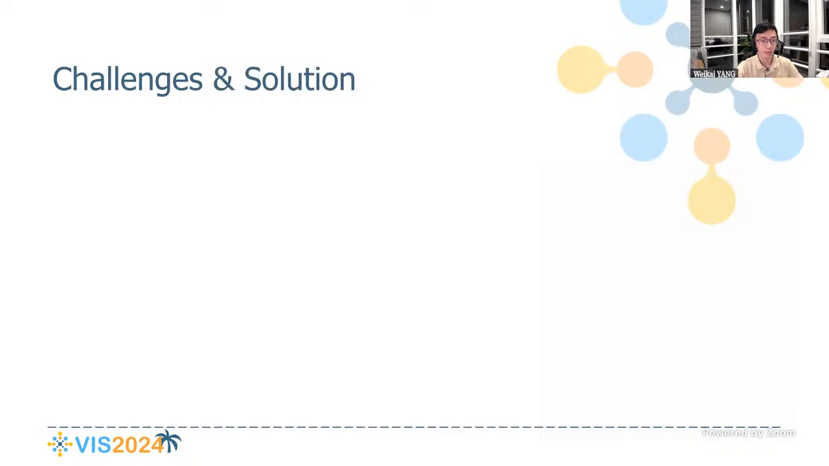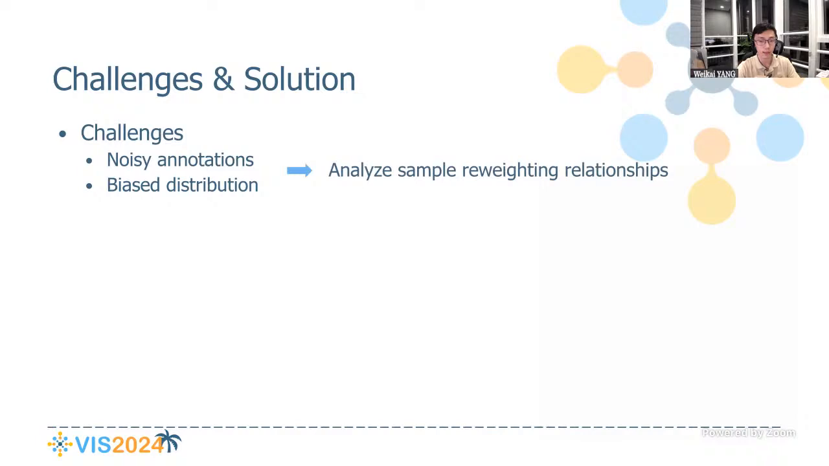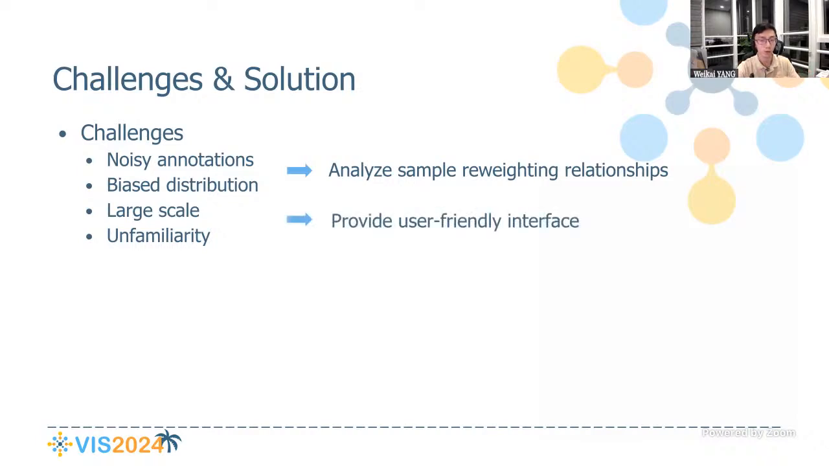And there are several challenges in improving the validation samples. First, existing methods usually construct the validation samples based on some measures like the loss or the prediction confidence, which usually results in noisy annotations and biased distribution in validation samples. And this will require experts to analyze the reweighting relationships and then correct them. In addition, the reweighting relationships are usually of large scale and users are not familiar with them. So we need to provide a user-friendly interface to help experts explore and analyze these complex reweighting relationships.